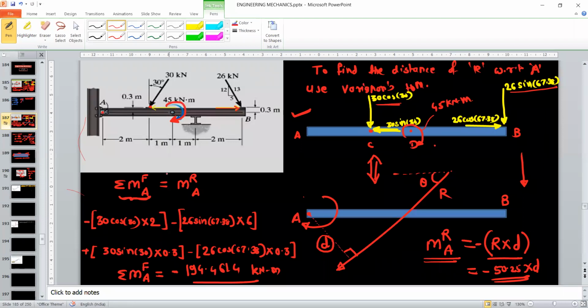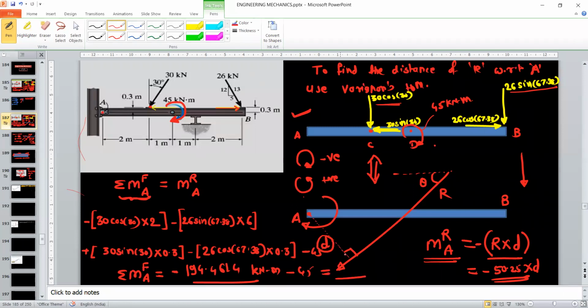So when we add this moment in this equation, we should consider its sign. Right now it is clockwise. So always clockwise moment is negative, and anti-clockwise moment is positive. So accordingly, add or subtract the moment. So in this equation, we should subtract the moment, which is minus 45. So from this equation, we will minus 45. Then you will get the final answer.